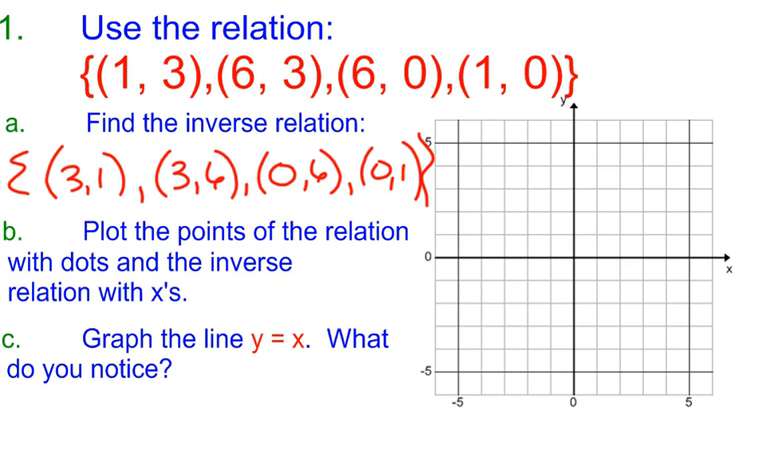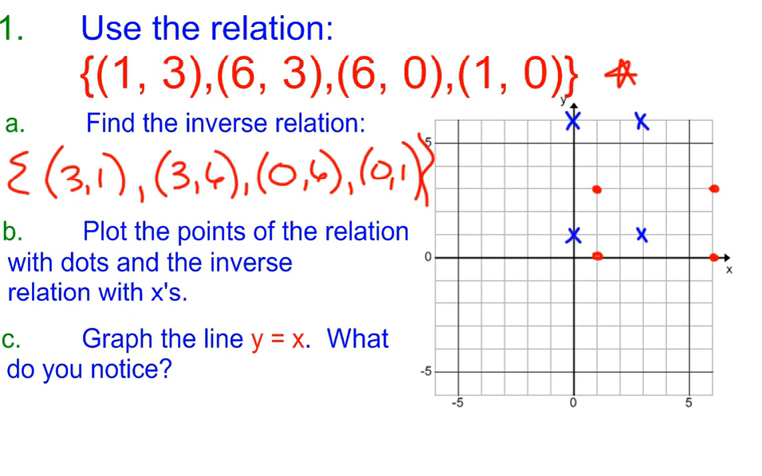So the first relation I'm going to use dots. I'm going to plot what they originally gave me right here. So (1, 3), (6, 3), (6, 0), and (1, 0). See, it makes a little bit like a rectangle there, right? I'm going to now use crosses, or x's, to plot the inverses. So my inverse is (3, 1), (3, 6), (0, 6), and (0, 1). Again, kind of a rectangle, right?